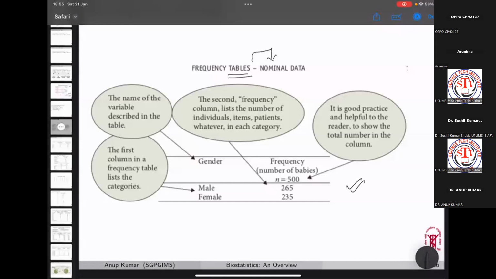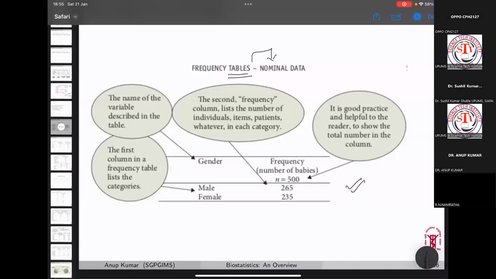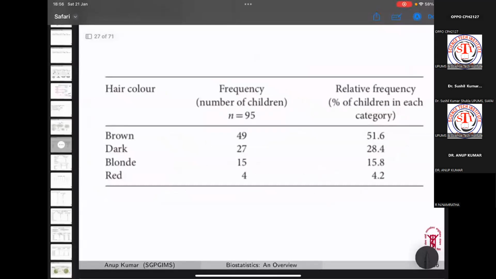Just look at this table, how much information is there, and what mistakes we usually make when we prepare the table. In the first column, we have the name of the variable, then the various categories of the variable, then its frequency, and at the top we have to write down the total number. Then our reader will be able to understand the distribution of these categories in our sample. You can also see hair color, so these are the 4 categories. It is a nominal categorical variable, and the possible values of hair color are brown, dark, blonde, and red. You can see that there are 95 children, and these 95 children are distributed in the 4 categories as 49, 27, 15, and 4.